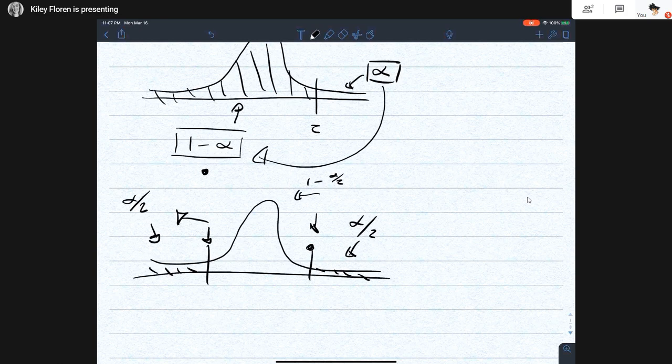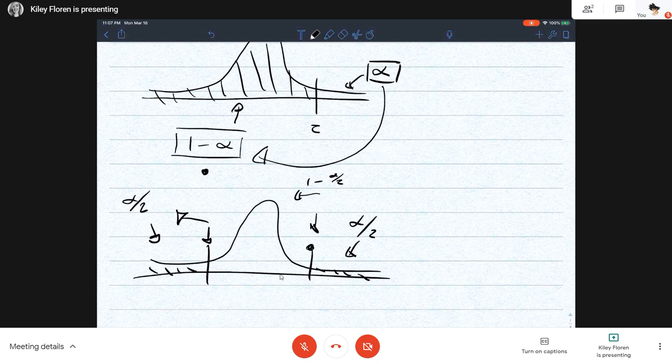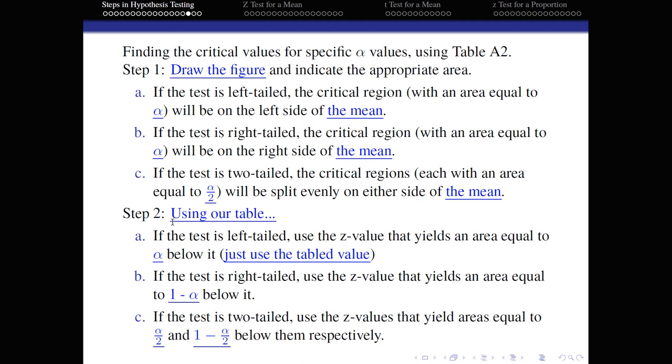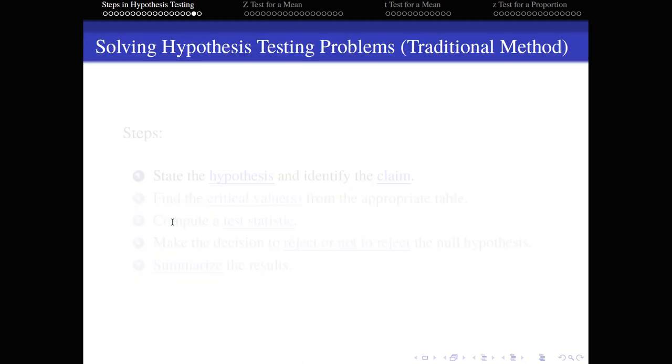So remember our previous z-values from Chapter 6 and Chapter 7 when we were using them to calculate these particular values from the table. But just make sure you're following along with how we calculate each one of these, and we'll do an example in our next video. All right, closing out here. The hypothesis testing problems, the traditional method.